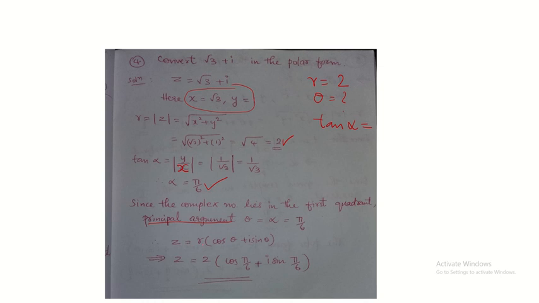Now z equal to r cos theta plus I sin theta. In the place of r, you have to substitute 2. And in the place of theta, you have to substitute pi by 6. So this is how you will get the answer for root 3 plus I. Okay.